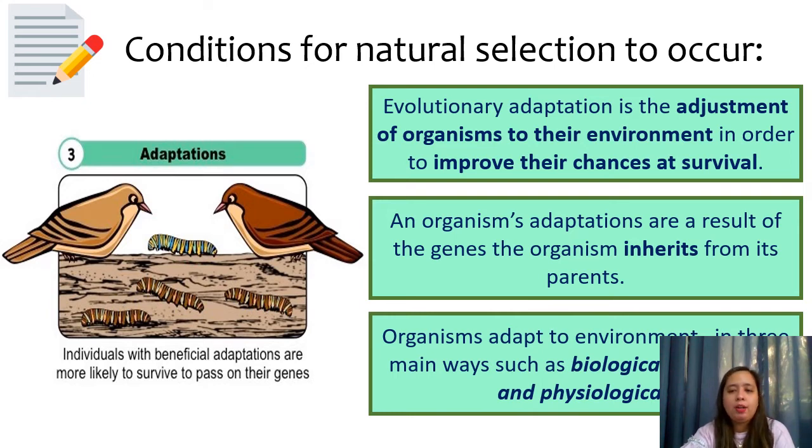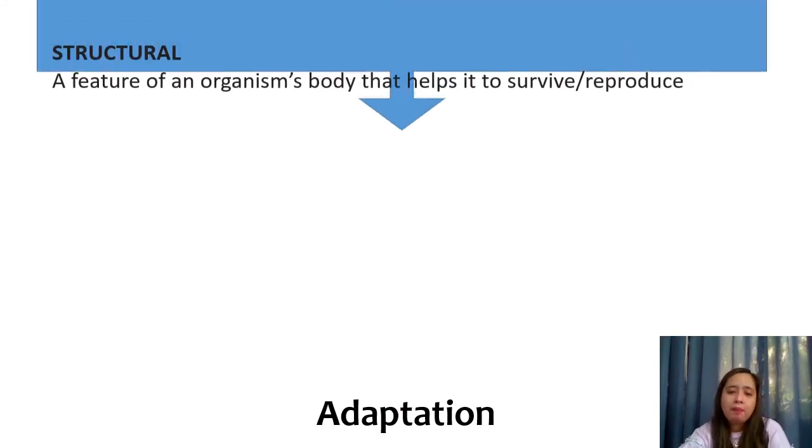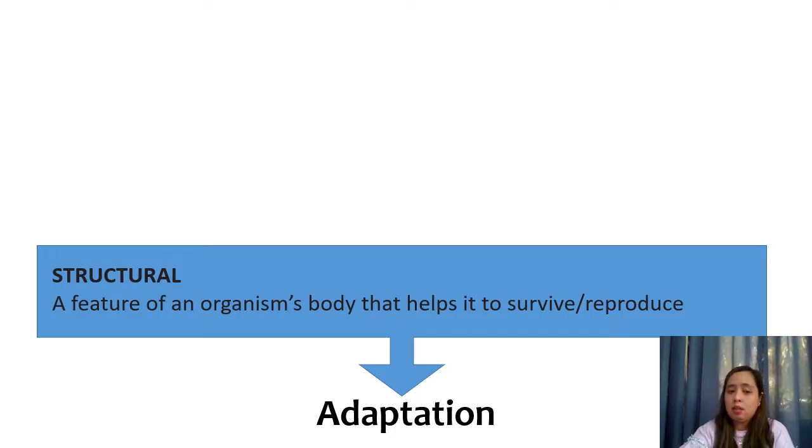Organisms adapt to the environment in three main ways, such as structural, behavioral, and physiological. So, let's look at that. So, in adaptation, meron tayong structural adaptation. This is a feature of an organism's body that helps it to survive or reproduce. So, pwedeng structural adaptation is an example on the body parts natin.